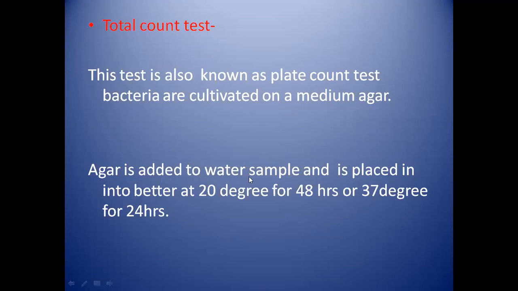Then agar is added to the water sample and is placed in a beaker at 20 degrees Celsius for 48 hours and 37 degrees Celsius for 24 hours. That is, the agar solution is added into the water sample and placed at 20 degrees Celsius for 48 hours and 37 degrees Celsius for 24 hours to find out the total count of bacteria. This is the second test to find out the total count of bacteria.